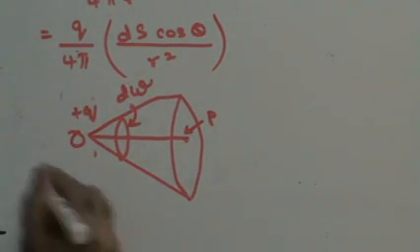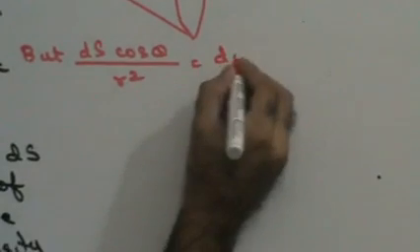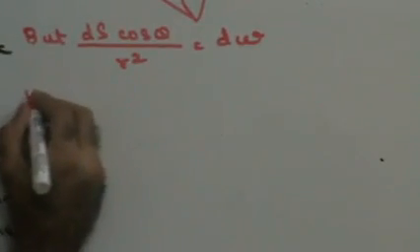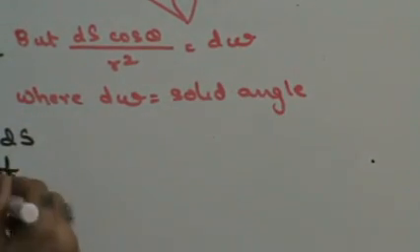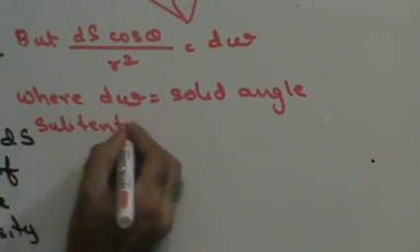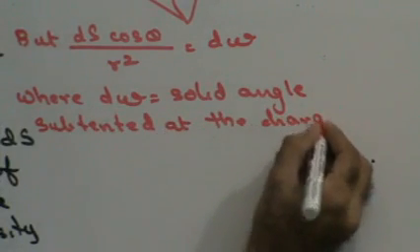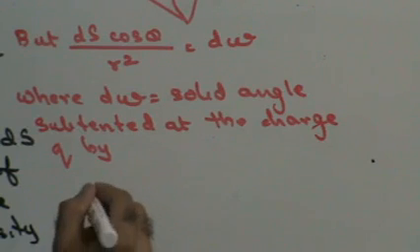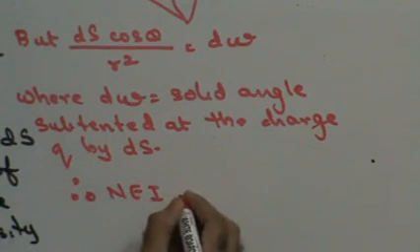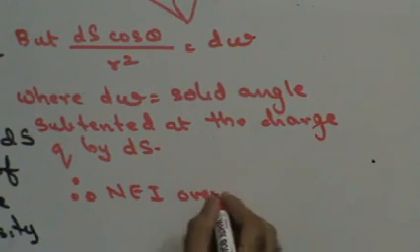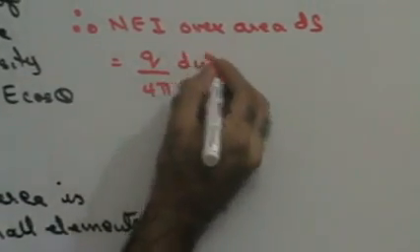So I can therefore say that ds cos theta upon r square is d omega. What is d omega? It is the solid angle subtended at the charge Q by ds. Therefore, now I can say that the normal electric induction over area ds is going to be nothing but Q upon 4 pi d omega.